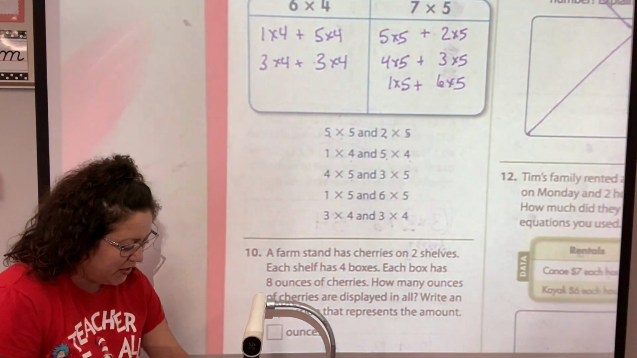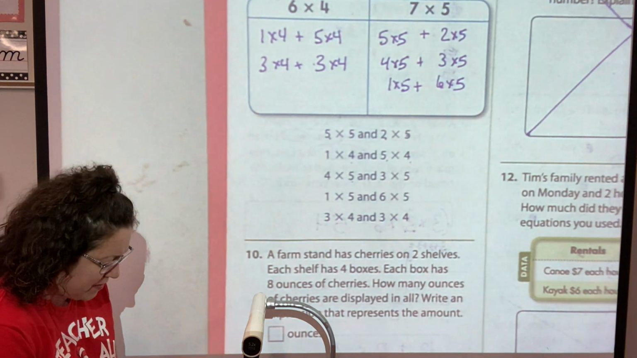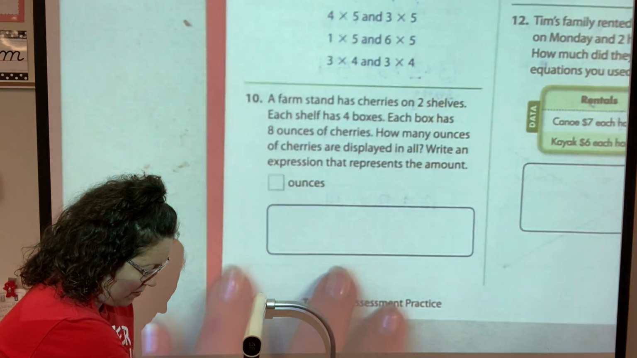Sometimes when problems are big and long like that, they seem a little scary, but if you just work through them step by step, they're not so bad. Okay, let's look at number 10.